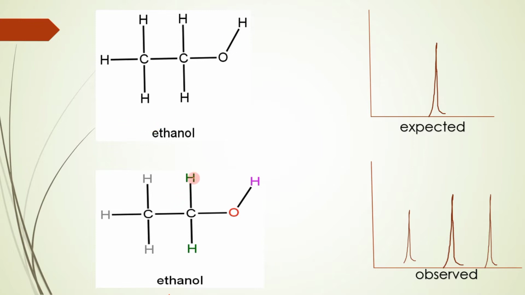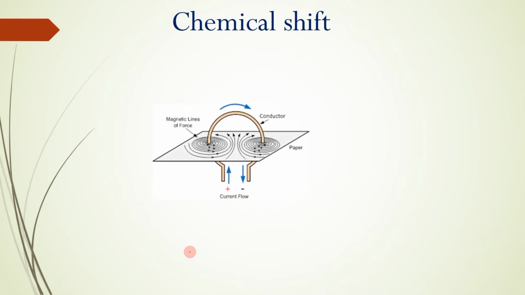The reason is that the hydrogens present here have different environmental conditions. The environmental effect is due to chemical shift and spin-spin splitting. So here we are going to discuss chemical shift. With this chemical shift, what kind of differences can we see in NMR peaks?